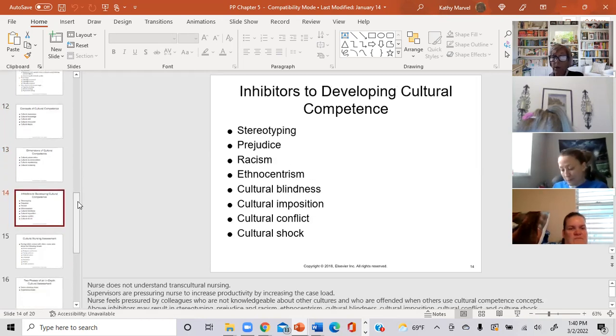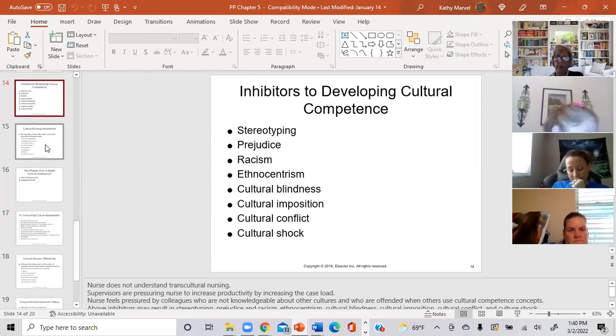And then what are some barriers to developing cultural competence? This is for us. What are some barriers? Stereotyping, prejudice, racism. Are we culturally blind to a certain culture? Are we not able to recognize a cultural conflict? Are we in cultural shock based on certain practices in cultures?